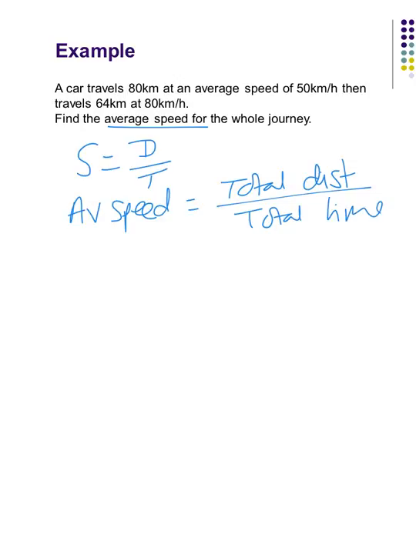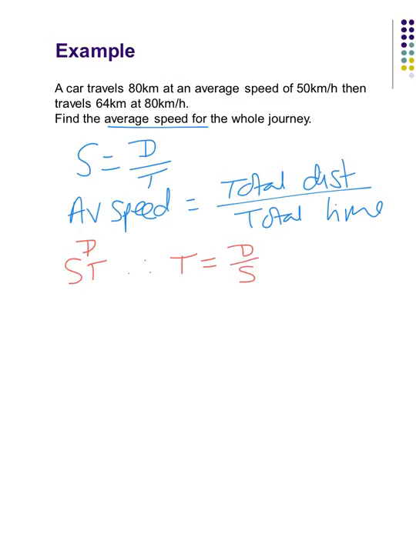Now don't fall for the trap of just adding the two speeds together and then dividing by 2. You do have to work out the total distance divided by the total time. Now in this question we can see we don't know what the total time taken is, so we need to work that out. So if we rearrange, if speed equals distance over time in our triangle, therefore we can say that time equals distance over speed.